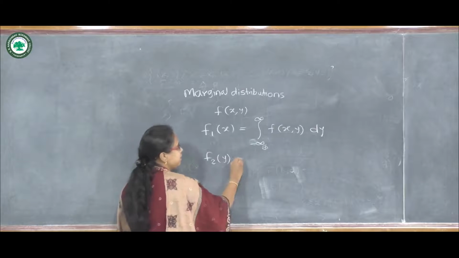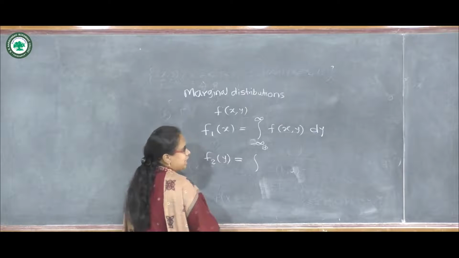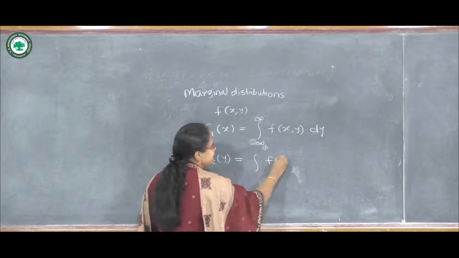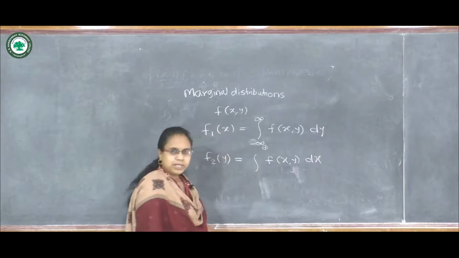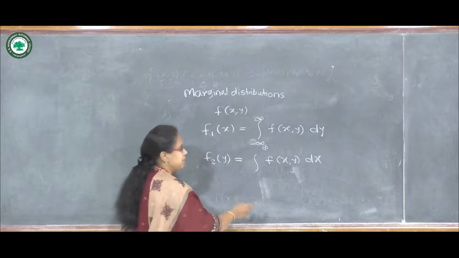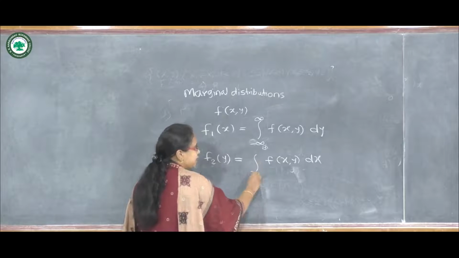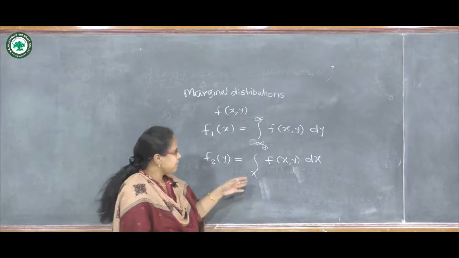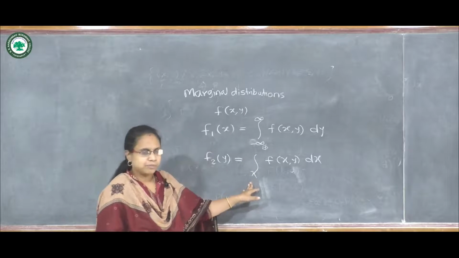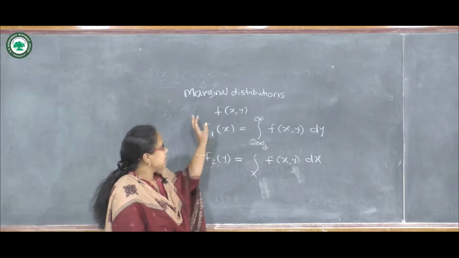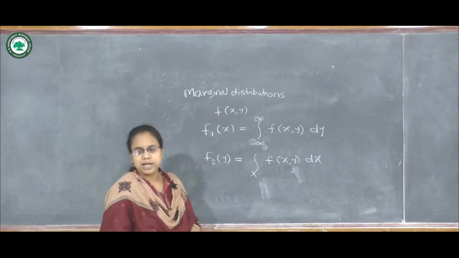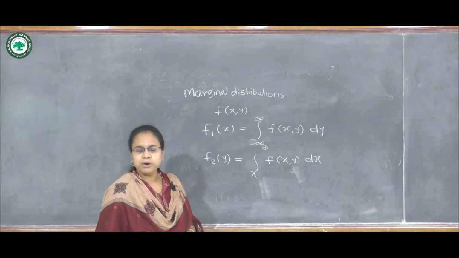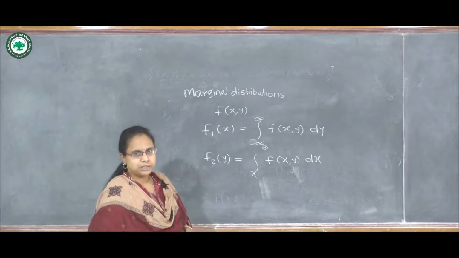Similarly, the marginal PDF of y can be calculated by integrating this f of xy with respect to x, that is the other variable, and integration over the range of x. So whatever be the range of x, we will take here. So in this way we can calculate the marginal distributions of x and y. So this is the definition for calculating marginal distribution.